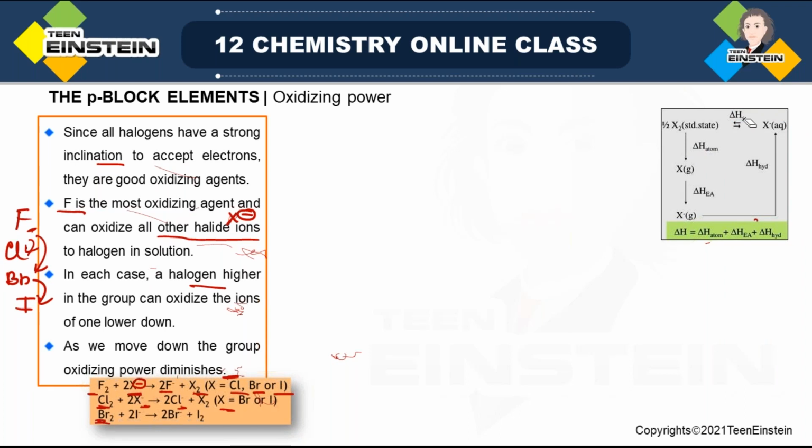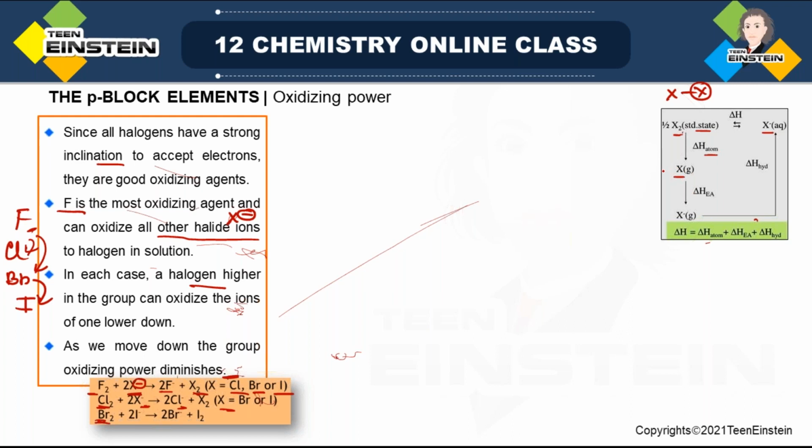Whenever we are saying oxidizing power, it is basically X2 converted to X minus. But what are the processes occurring here? Watch carefully. First, X2, which is in the standard state, is converted to atoms by the enthalpy of atomization. So this is diatomic X2, but you have to break this X2, otherwise how can you get individual X? For this process, the enthalpy change is delta H atom, that is, the enthalpy of atomization.